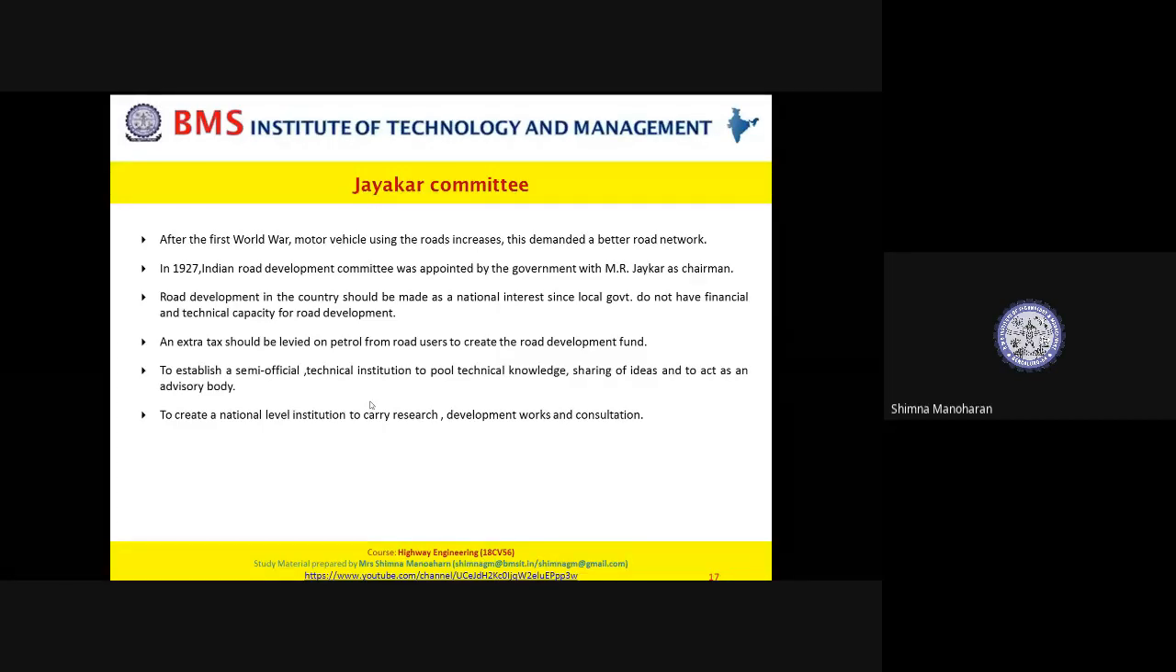He observed that road development in the country should not be left to the local government. Why? Because the demand for road development is beyond the capacity of local government. It should be made a national interest, and technical and financial capacity should be provided at the national level, because local government will not have enough financial and technical capacity for developing roads. From this, they had to create a fund. This road development fund was created by levying an extra tax on petrol from the road users. The fund that is generated is used exclusively for road development. Then it is established as a semi-official technical institution to pool technical knowledge and help share ideas, and it also acts as an advisory board.